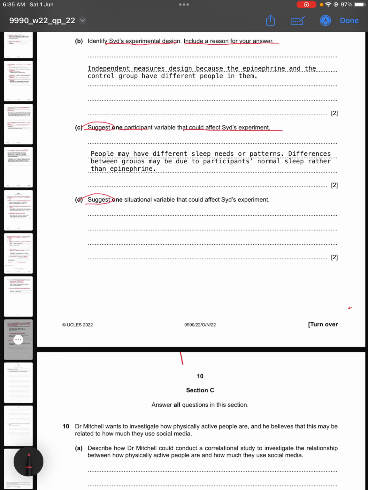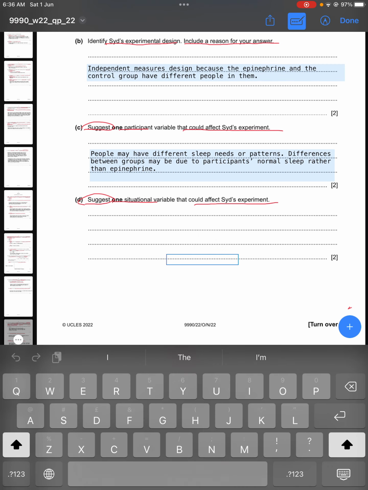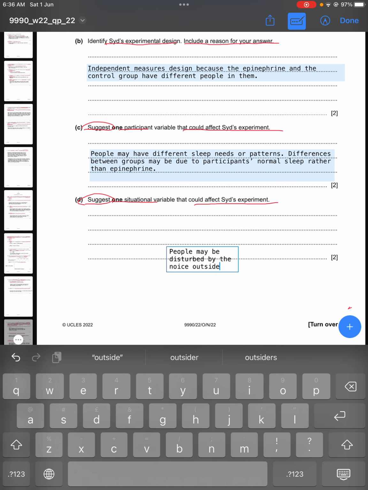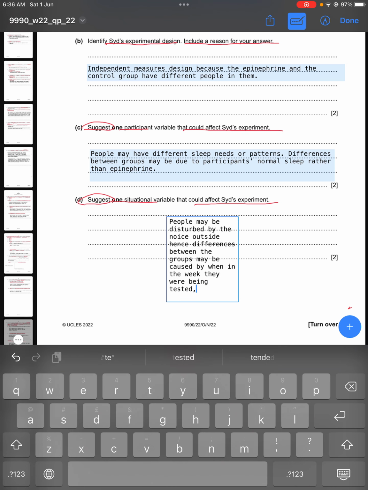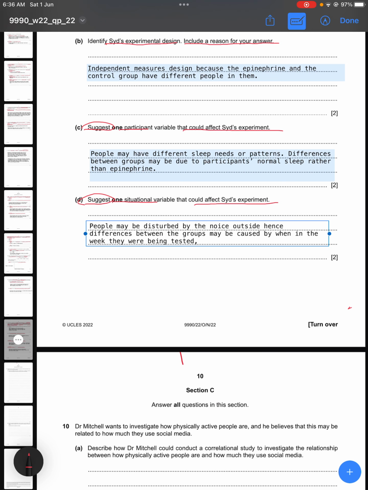because that is how a participant might normally sleep, but Sid could consider it as an effect or impact of epinephrine. Now part D says suggest one situational variable that could affect Sid's experiment. So situational variable, which is an extraneous variable, could be that people may be disturbed by the noise outside, hence differences between the groups may be caused by when in the week they were being tested, because the prompt that was given to us said that the town was busy during the weekdays but quiet on the weekends. So it might impact how a person sleeps.